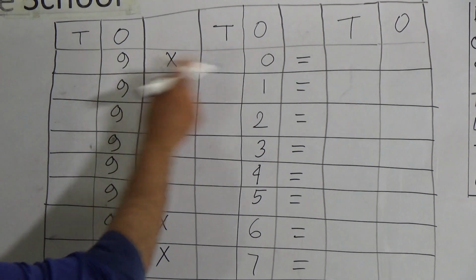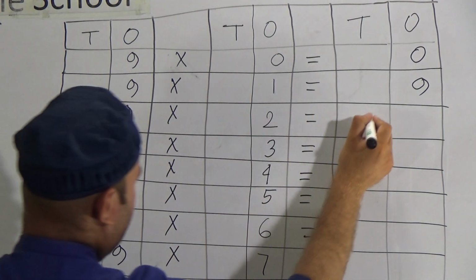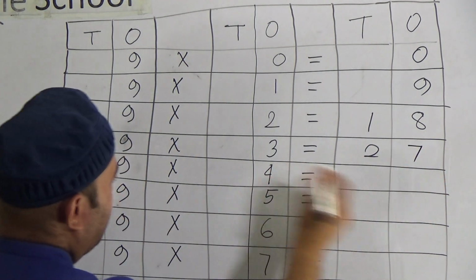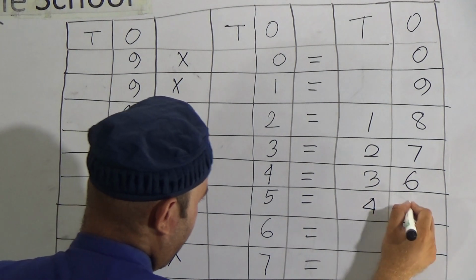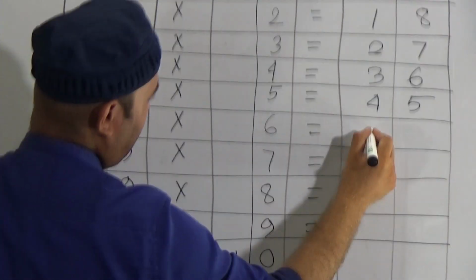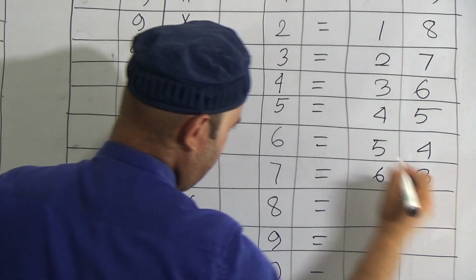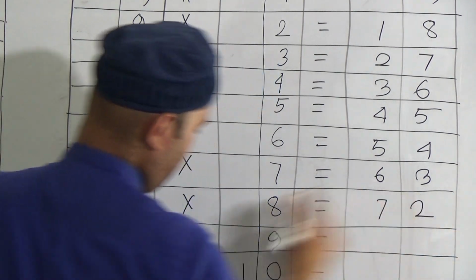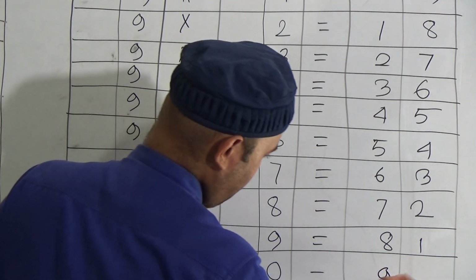Now let's go to the next one. Here is times table of 9. 9 zeros are 0, 9 ones are 9, 9 twos are 18, 9 threes are 27, 9 fours are 36, 9 fives are 45, 9 six are 54, 9 sevens are 63, 9 eights are 72, 9 nines are 81, and 9 tens are 90.